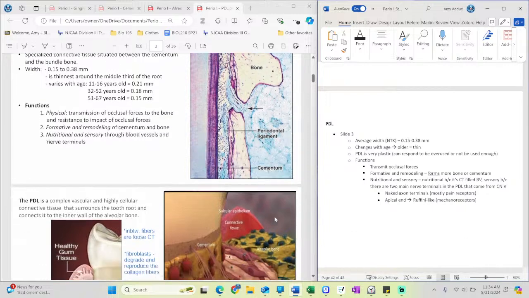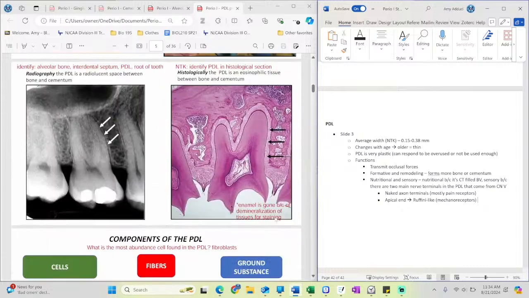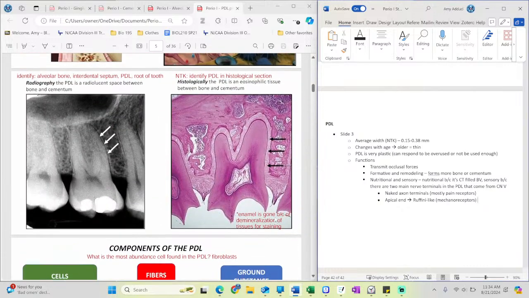Then you need to be able to identify the PDL in an X-ray like this or in a picture like this. Okay? In a picture like this, you also should be able to tell me what group of fibers will be present here. The transseptal fibers. Okay? Good.